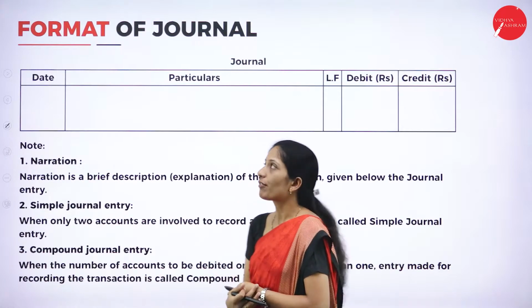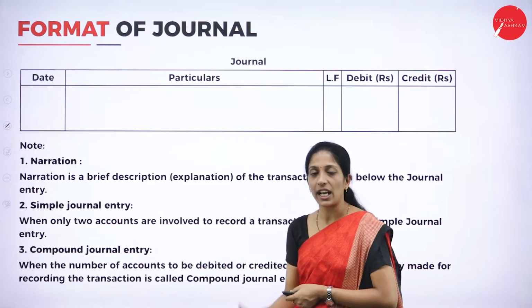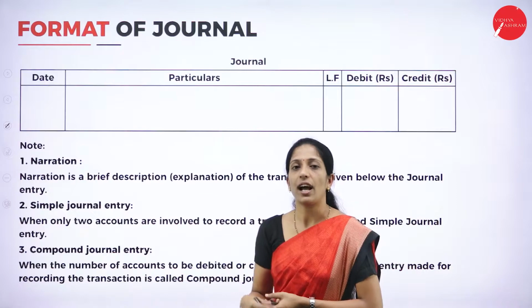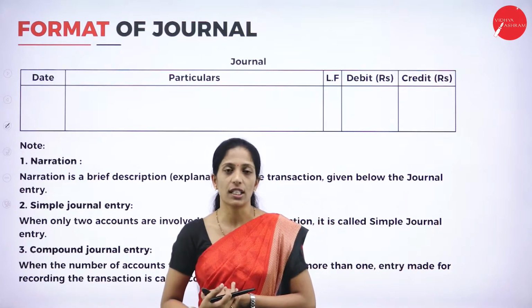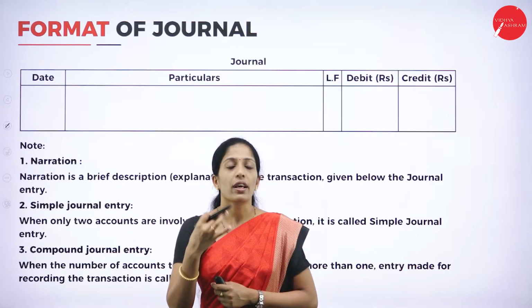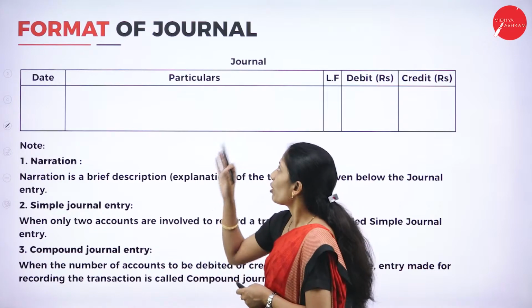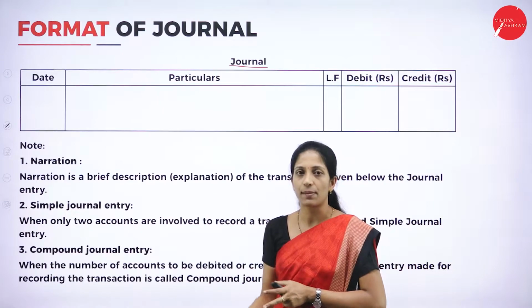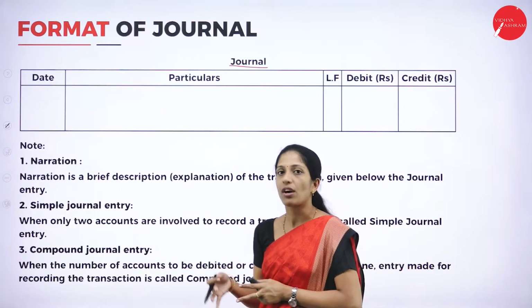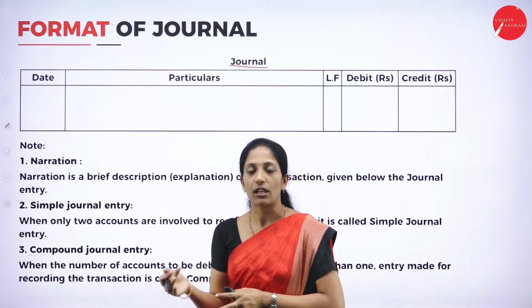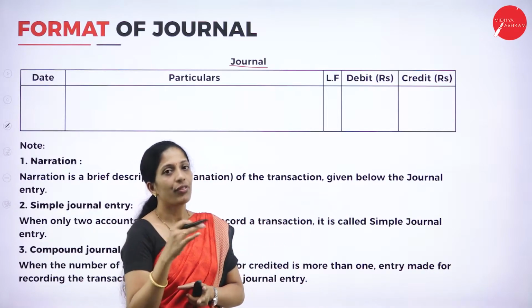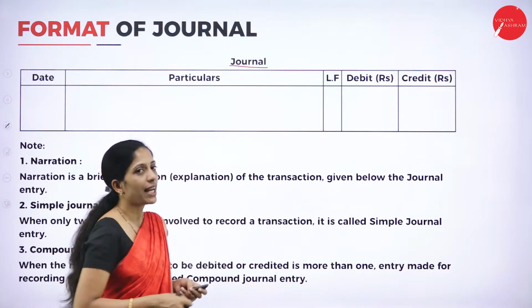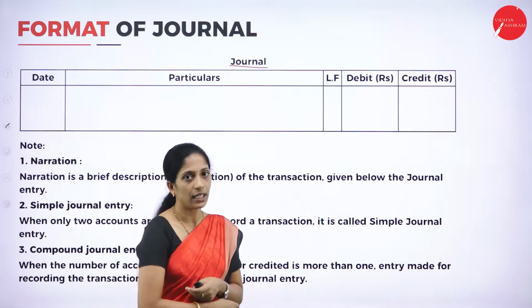Now, format of journal. Before going through the recording of journal entry, we have to know what is the format of journal or how we have to record. What are the rules to be followed here? So, format of journal. You will write the heading journal entries. Suppose journal entries in the books of A Limited. So, we are going to record the entries of A Limited. Then how do you write? Heading: journal entries in the books of A Limited.